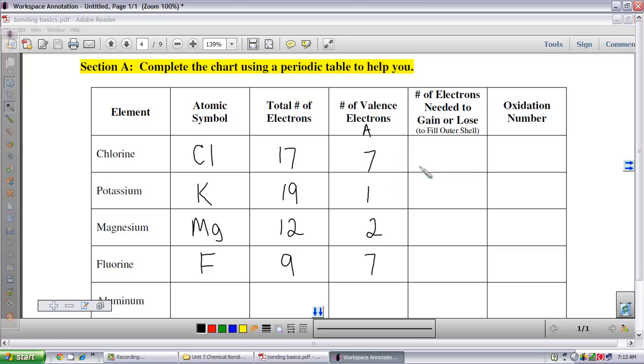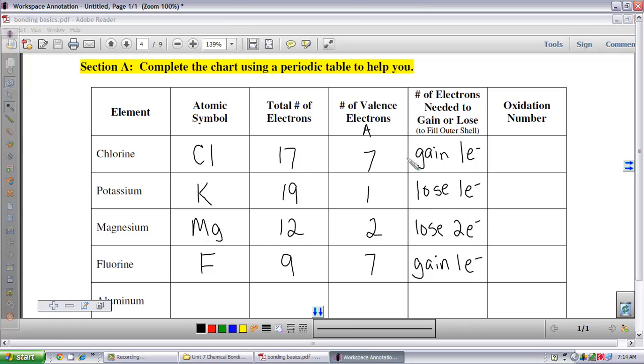So chlorine has 7 valence electrons and he wants to have 8. So he's going to gain 1 because gaining 1 electron is easier than trying to lose 7 electrons. Potassium has only 1 valence electron in the outer shell, which means it's a lot easier for him to just lose an electron rather than trying to gain 7. Magnesium is going to lose 2 electrons because, again, it's a lot easier to lose in this case than to try to gain 6. And fluorine is going to gain an electron because that will make him closer to his octet.